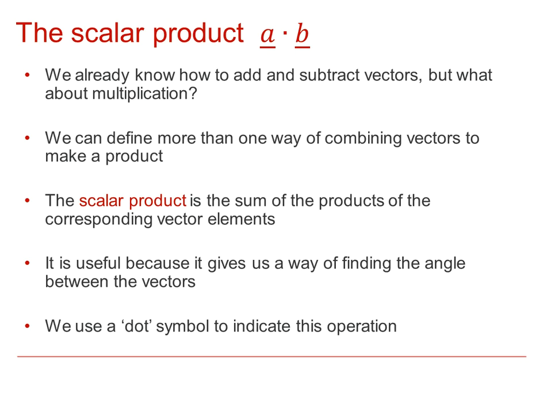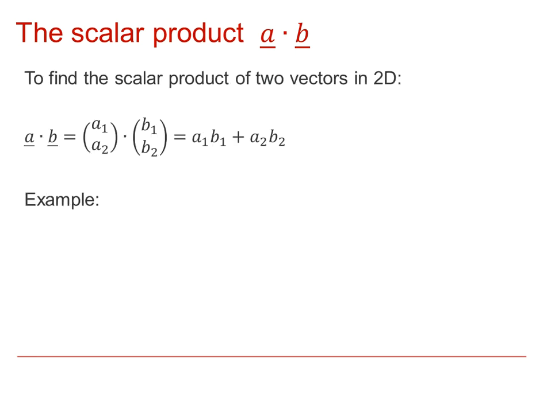Well, we said that we find the scalar product by looking at the sum of the products of the corresponding elements. So just to write that out algebraically then, if we've got two vectors A and B with their corresponding x and y components, then the dot product is A1 B1 plus A2 B2.